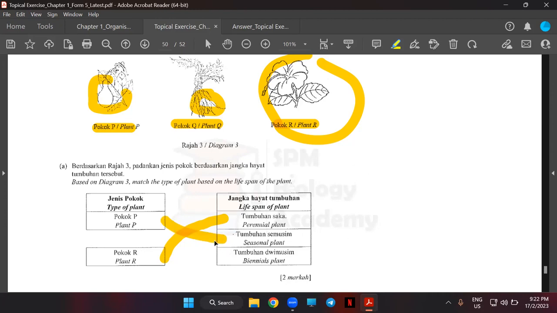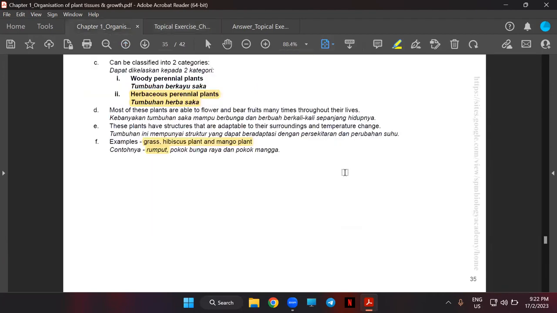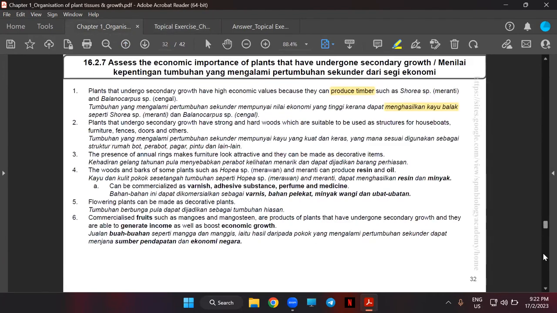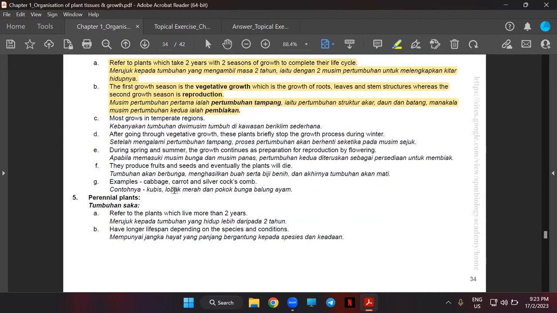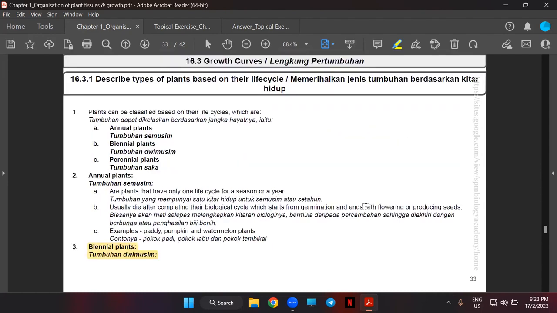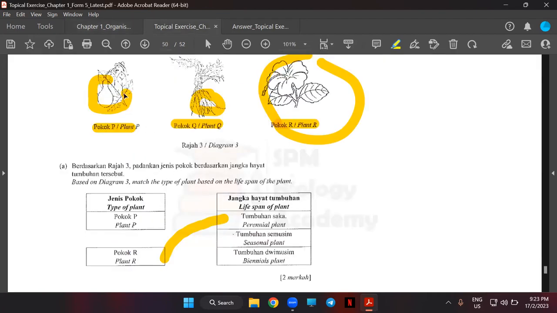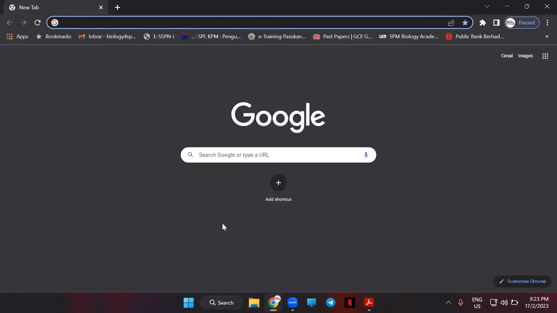Wait. Pokok B. Labu. Oh, wait. Let's check and see. Contoh labu air. Mana dia? Padi, pumpkin. Lobak merah, pokok bunga balung ayam. This one woody. Padi, this is pokok labu. You see here, pokok labu. Pokok labu air. Tapi gambar ni nampak macam labu air tu lah. Dan kalau labu air, okay, hold on for a while. Wait, let me check first.